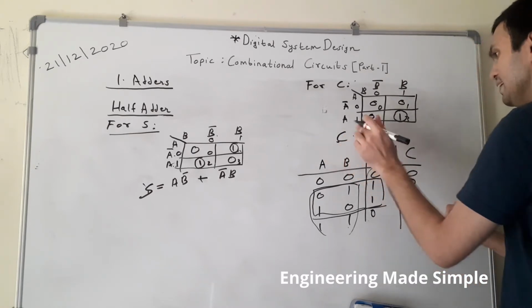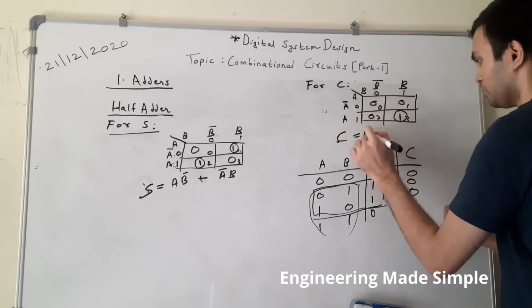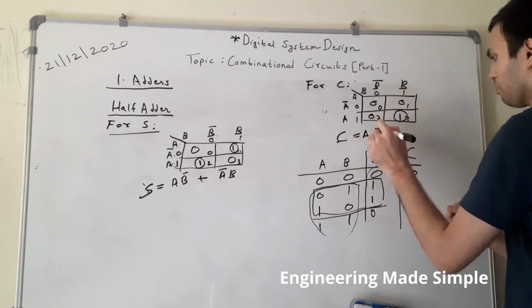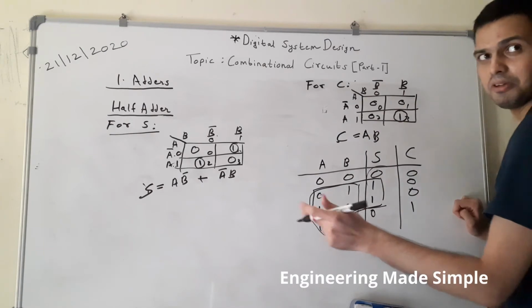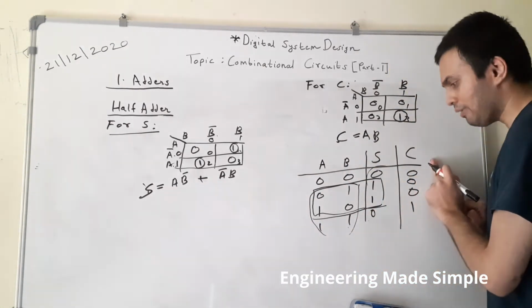What is carry? What does this row correspond to? This row corresponds to A. And what does this row correspond to? B. So we have obtained system equations for both sum and carry. Now let us implement the circuit.